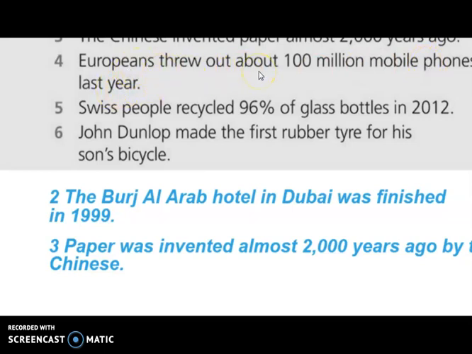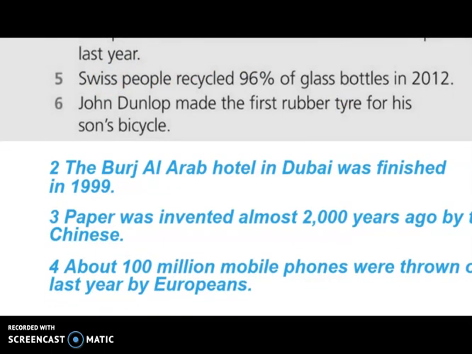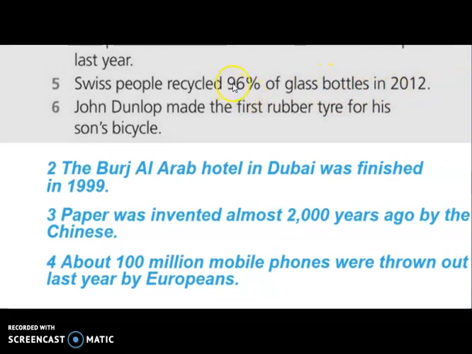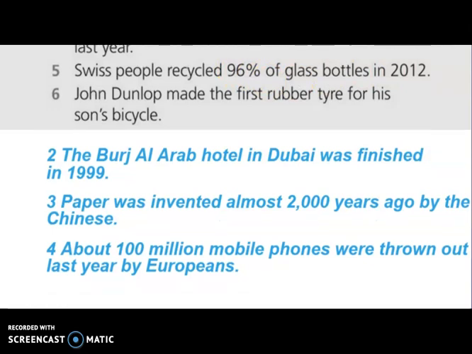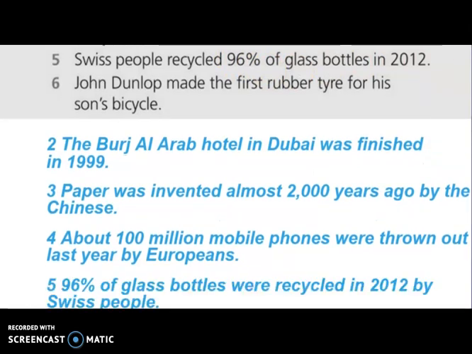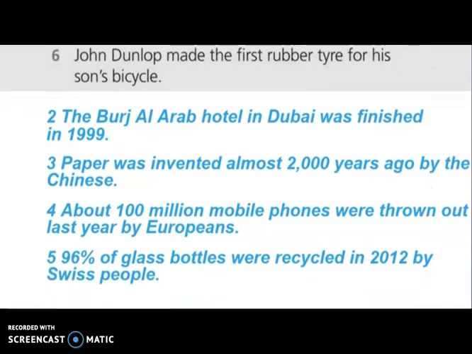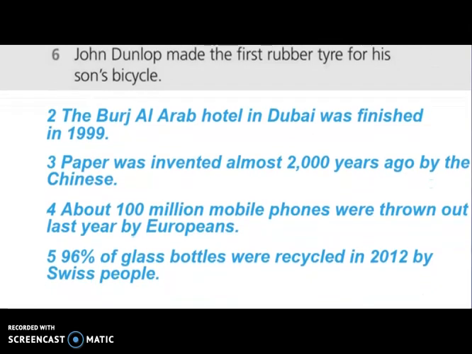The object here is about 100 million mobile phones were thrown away or thrown out last year by Europeans. Number 5, Swiss people recycled 96% of glass bottles in 2012. The object here is 96% of glass bottles were recycled in 2012 by Swiss people.